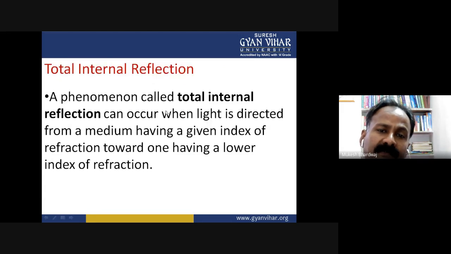Total internal reflection. The phenomenon called total internal reflection can occur when light is directed from a medium having a given index of refraction toward one having a lower index of refraction.